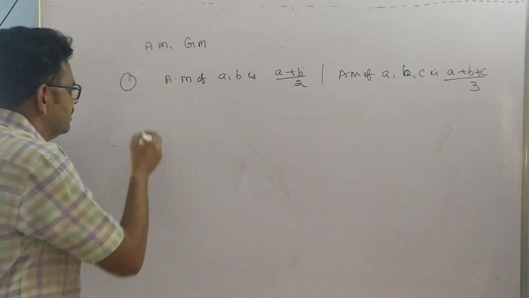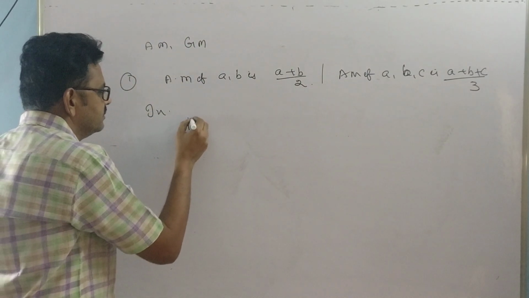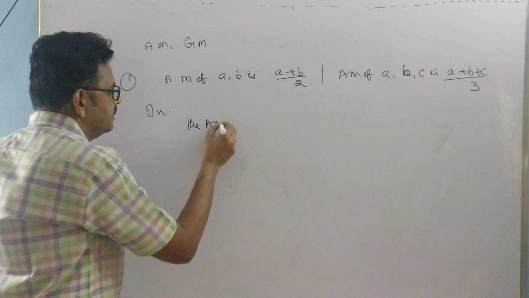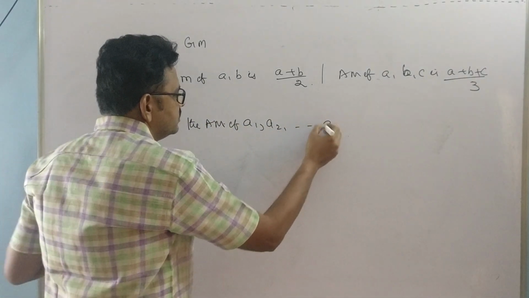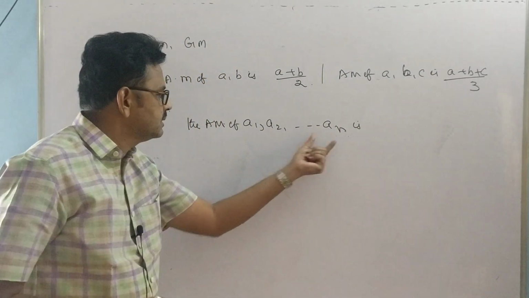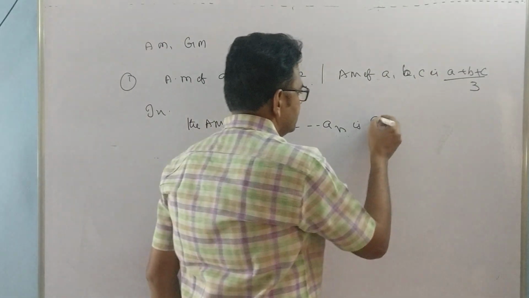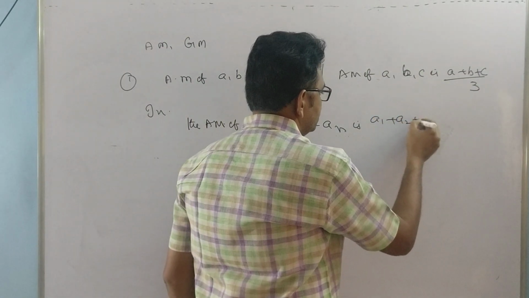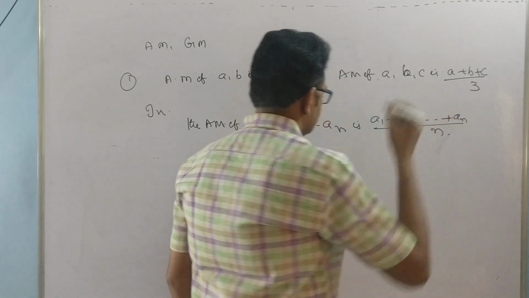So in general, the arithmetic mean of a1 comma a2 and so on an is the sum of the numbers by the total number of numbers, that is a1 plus a2 and so on an by n.